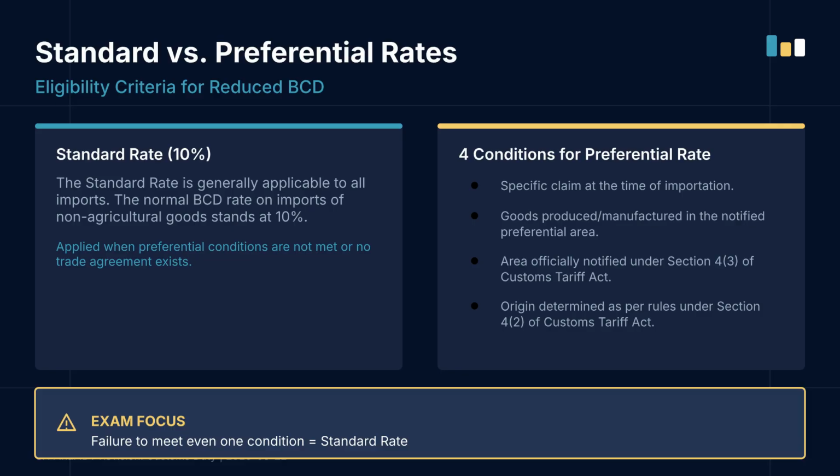Normally, imported goods attract the standard rate of basic customs duty. However, a lower preferential rate may be available under trade agreements. To claim this benefit, 4 conditions must be satisfied. The importer must make a specific claim, the goods must originate from the notified preferential area, the area must be officially notified, and the origin must be established according to prescribed rules. Missing even one condition means the importer loses the benefit and must pay the standard customs duty rate.